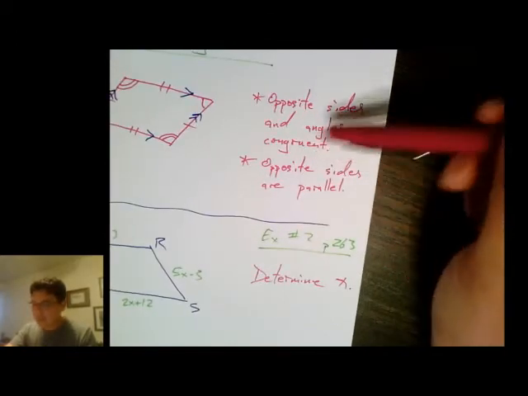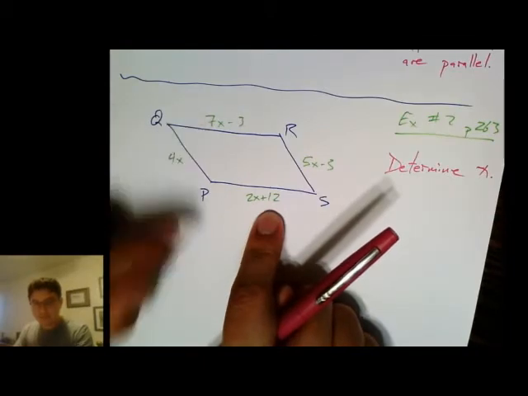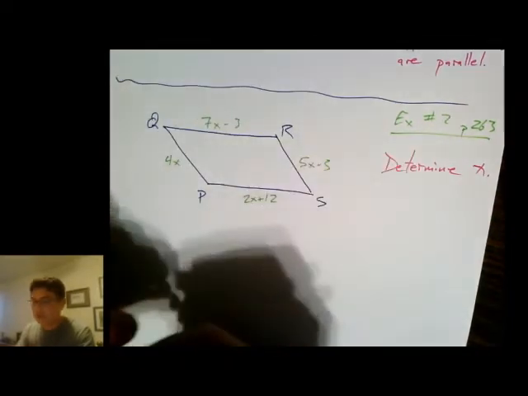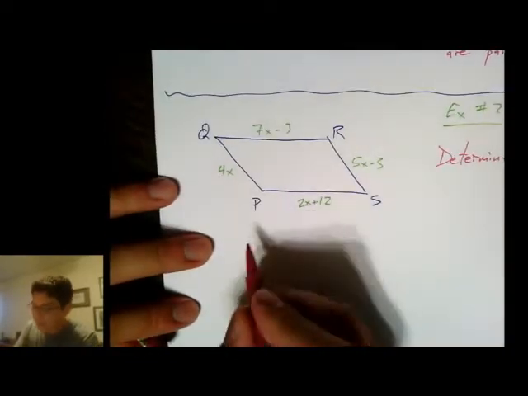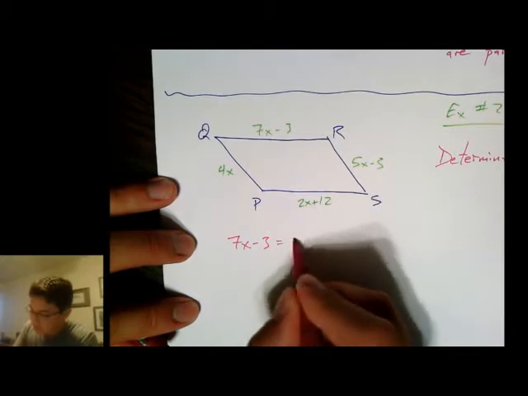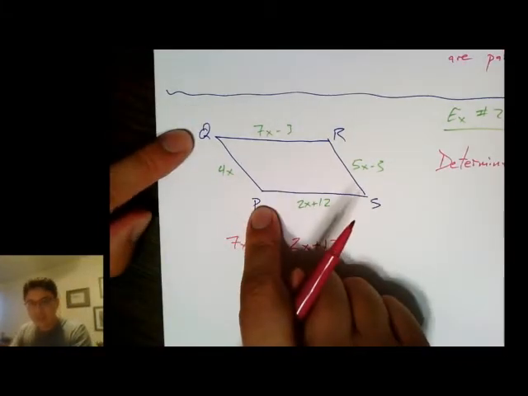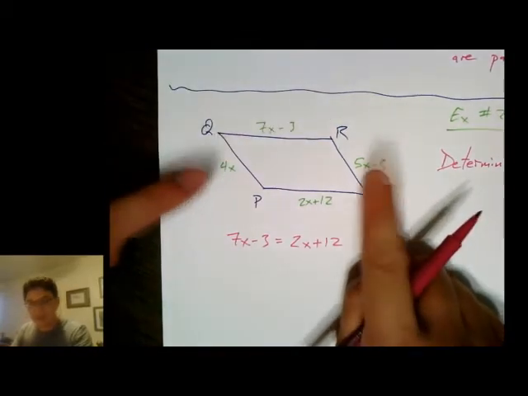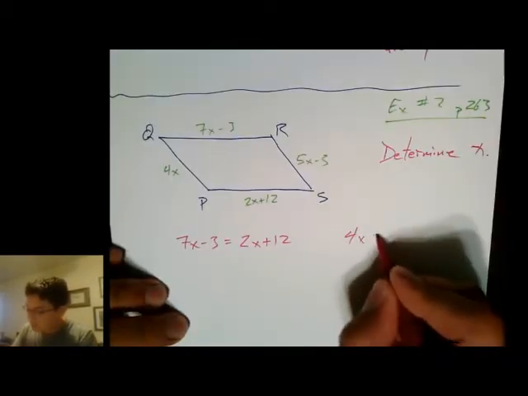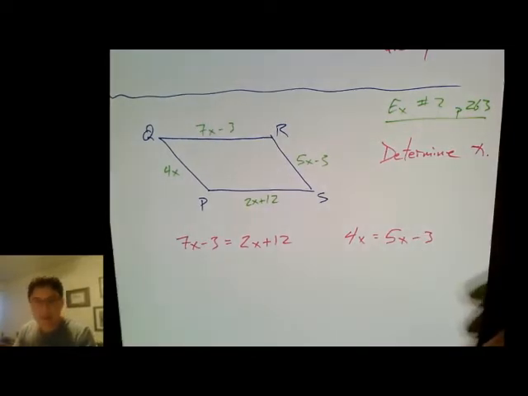Opposite sides and opposite angles are going to be congruent. So that means side length PS is going to be congruent to side length QR. Congruent is the same as saying equal. So that means that 7x minus 3 will be equal to 2x plus 12. Likewise, side length QP and side length RX will also be equal. So that gives us another equation: 4x will be equal to 5x minus 3. And we can solve for x from there.